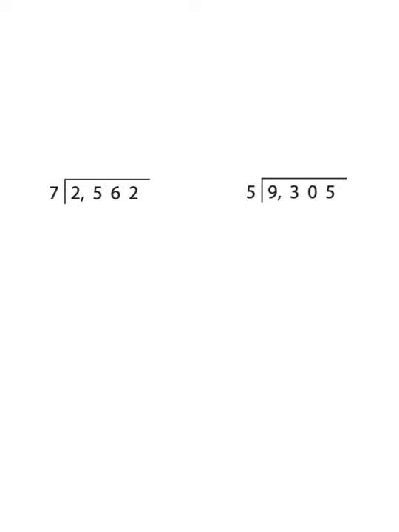Now we're going to take it one step further, and we're going to look at 4-digit dividends. And even as the numbers get larger, the process stays the same. So let's look at 2,562 divided by 7. I'm going to use the box method with this large number to help me out.